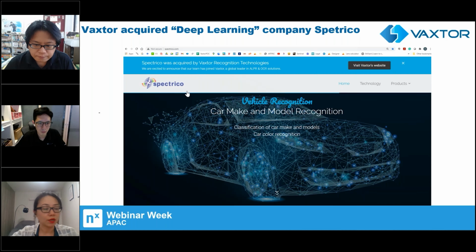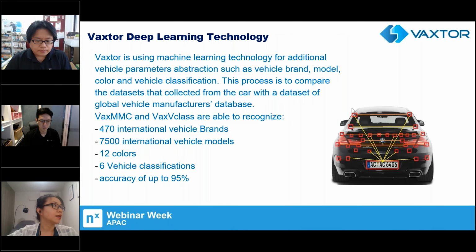So that's the reason why we decided to choose MobileNet, which is able to balance both the recognition speed and also the accuracy rate. Because we acquired that particular deep learning company, right now we are able to achieve recognition of vehicle brand up to 470 brands, and the internal model is over 7,500 brands. And we are able to recognize color, and for vehicle classification, we can easily recognize motorcycle, bus, truck, van, pickup, all of those kinds of vehicle classification.